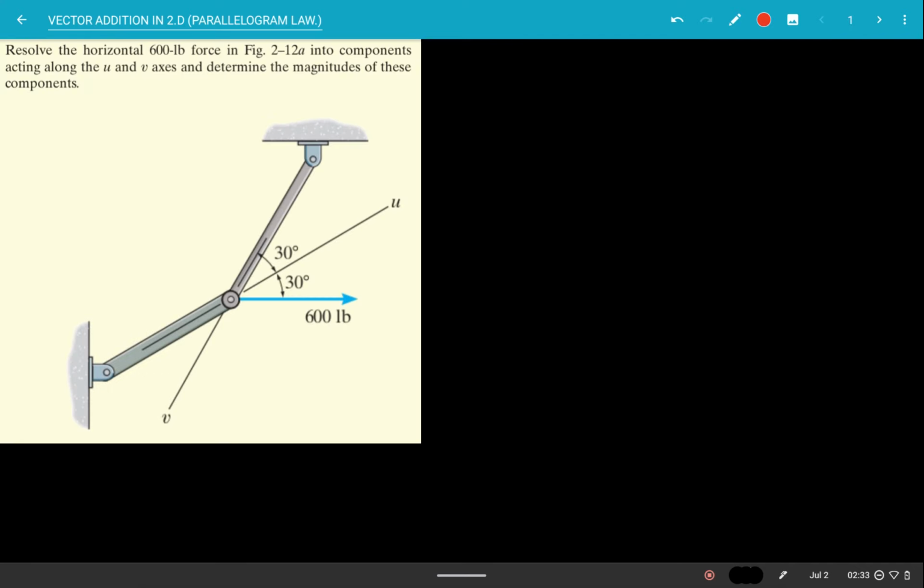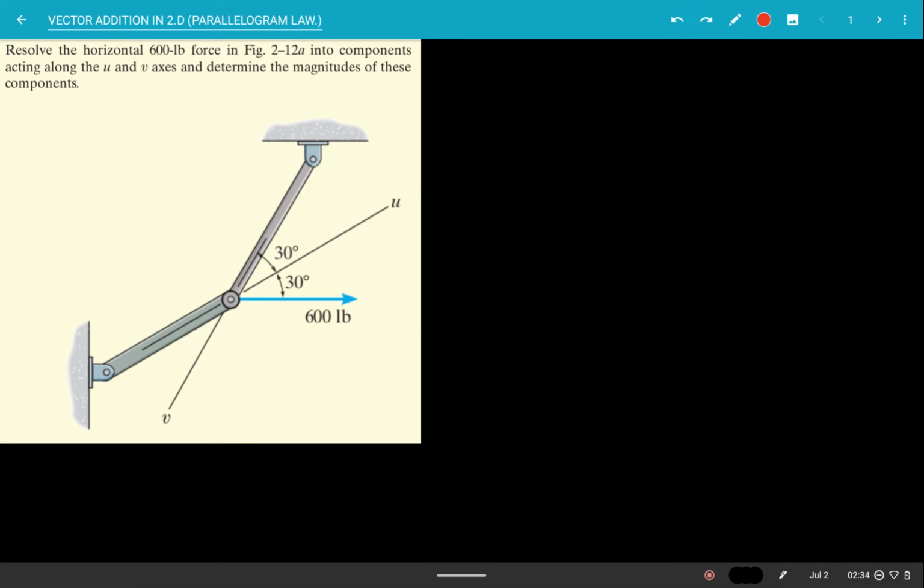Alright, so the question says, resolve the horizontal 600-pound force in the figure into components acting along the U and V axis. So which means that the components of the resultant force, which is 600 pounds, is acting in the U and the V.